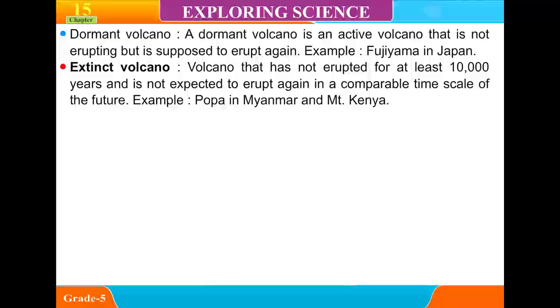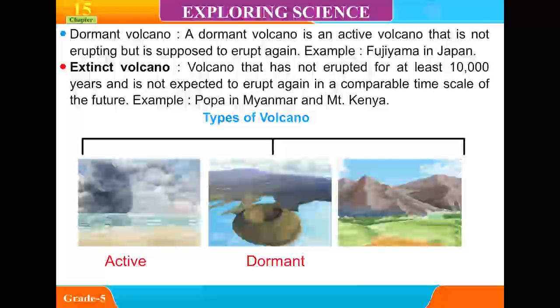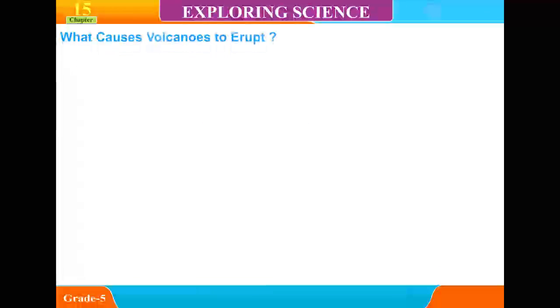Extinct volcano. A volcano that has not erupted for at least 10,000 years and is not expected to erupt again in a comparable time scale of the future. Example, Popa in Myanmar and Mount Kenya. Types of volcano: active, dormant, extinct.